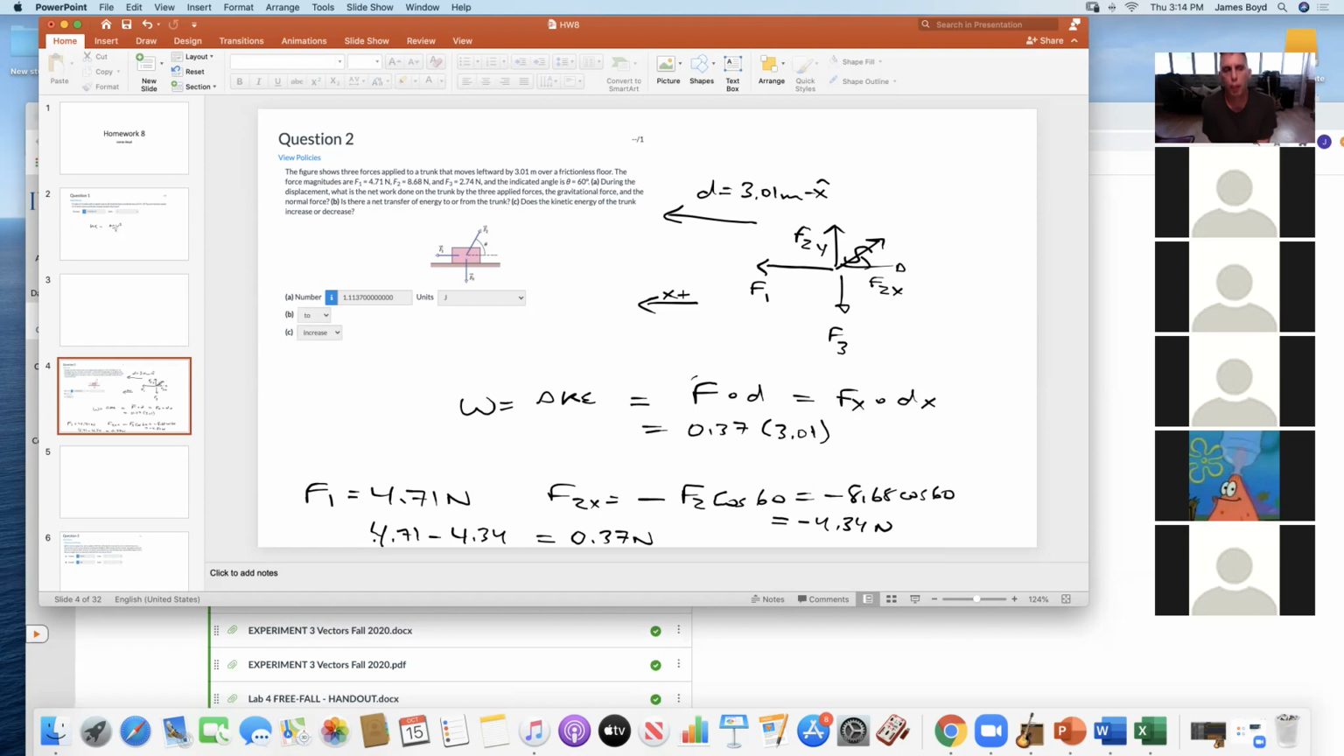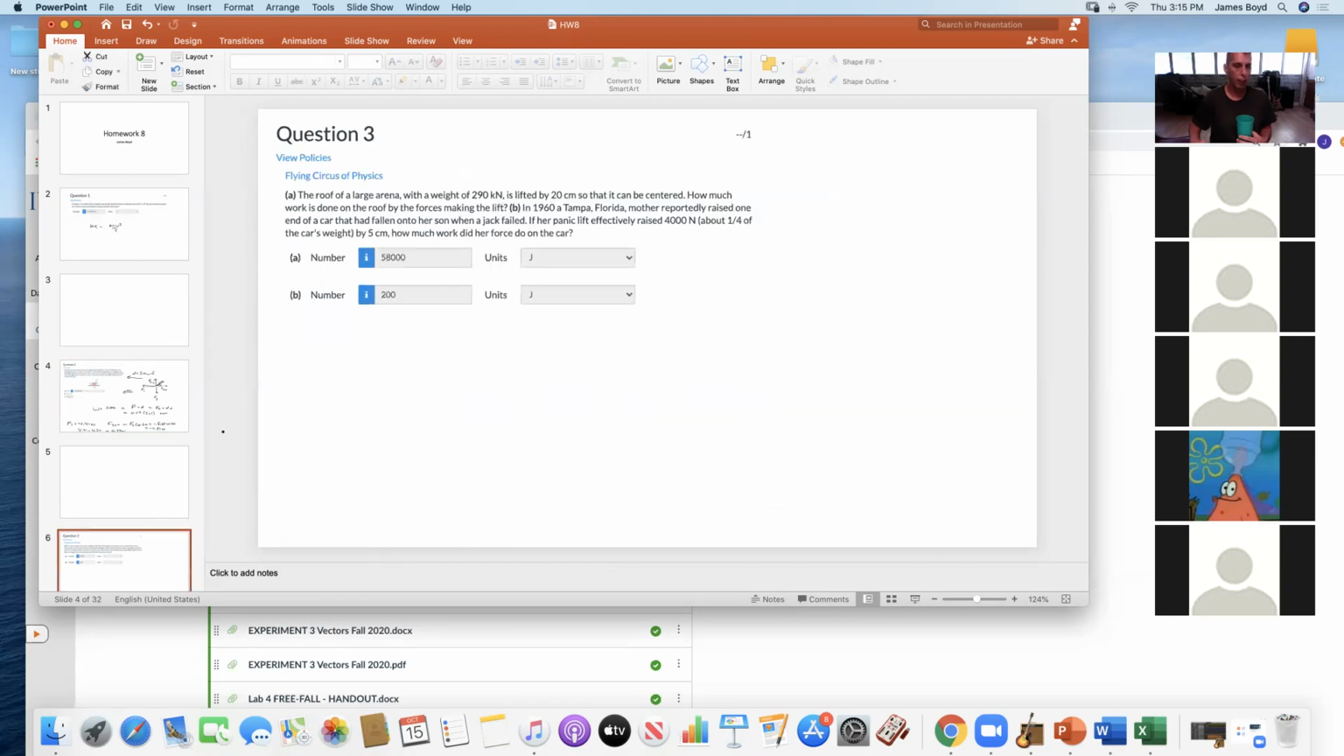Here's the important part of this problem, though. Is there a net transfer of energy to or from the trunk? That work is positive. The net force and the displacement are in the same direction, which means that we have a positive dot product. And therefore, this is newton meters or joules, we're adding energy. If we're adding energy, the kinetic energy increases. Pretty simple. That one's not bad.